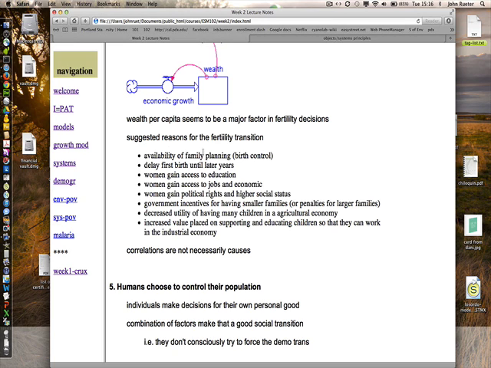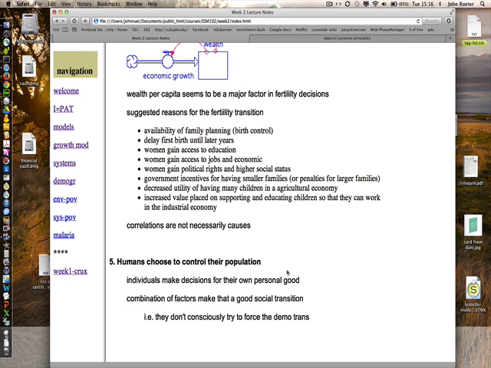So the availability of family planning, delayed first birth, and you can read through this list to see that all of these are connected in some way. If you change one of them, you'll affect the others. So it's a combination of factors that lead to this change, in which humans choose to control their population, and they do that based on their perception of their own personal good and what's going to be good for their future and their family's future.